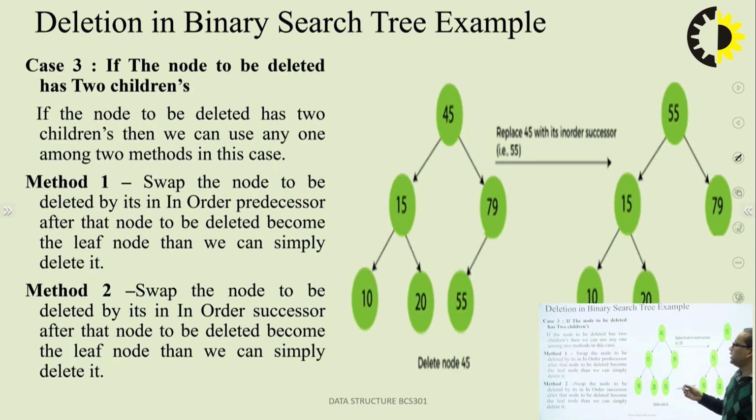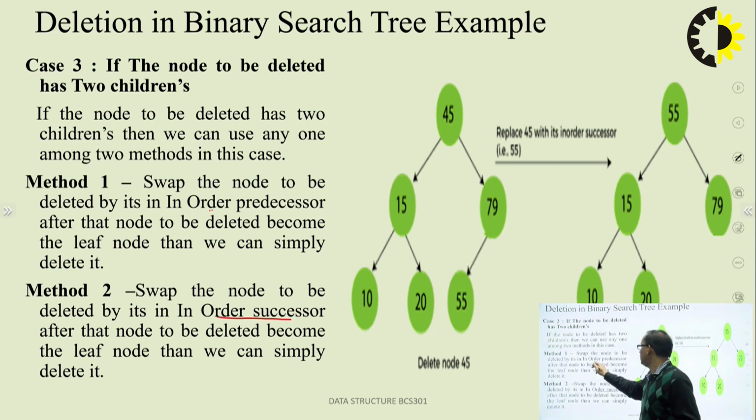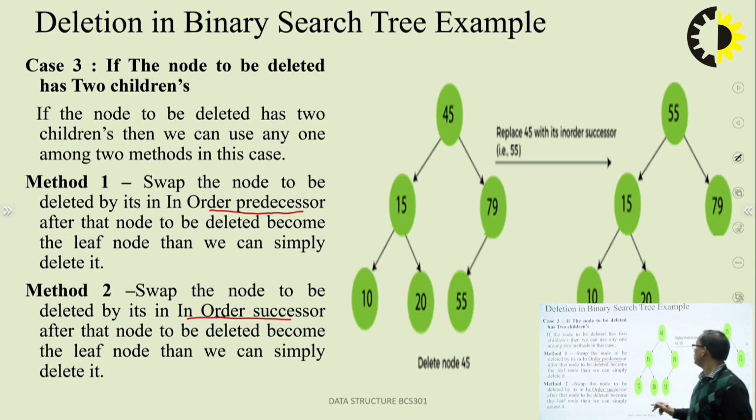Case 3. Whenever we have to delete a node which has two children. So this is an important case. In this case, there are two methods. At first, we will use the in-order predecessor, and in the second method, we will use the in-order successor. So suppose this is the given tree and we have to delete the node 45. Node 45 has two children, one is 15 and another is 79.